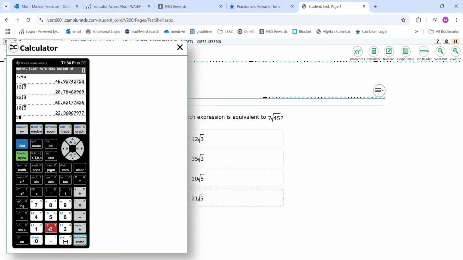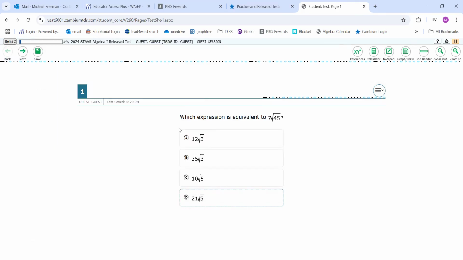But let's just check. 21 square root of 5. It should equal this same number up here, 46.957. It's the exact same number. So then I know these two are equivalent. There's going to be a question like this in our test. It should be the easiest question. I'm moving on to our next question.